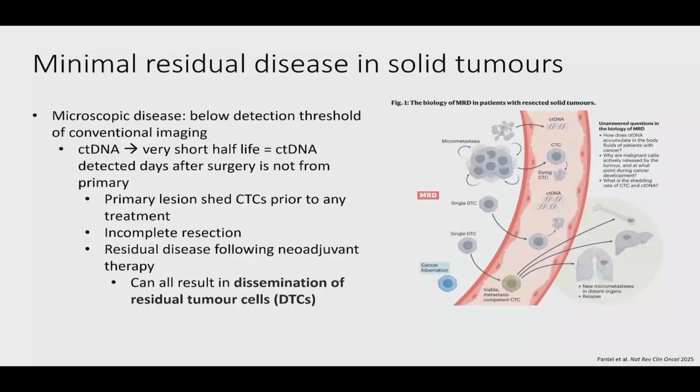Next, we'll talk about minimal residual disease, which is essentially a microscopic disease below the detection threshold of conventional imaging. So ctDNA has a very short half-life. So if it's detected days after the surgery, that usually suggests that it's not from the primary. And this can happen if the primary shed CTCs before resection, if it was incompletely resected, or if there was residual disease after receiving neoadjuvant treatment.